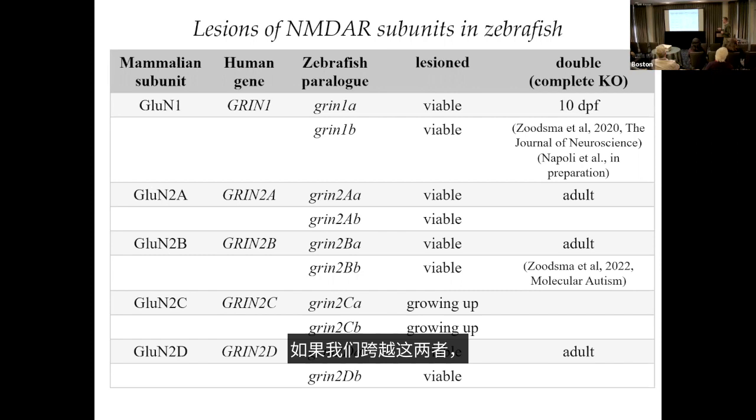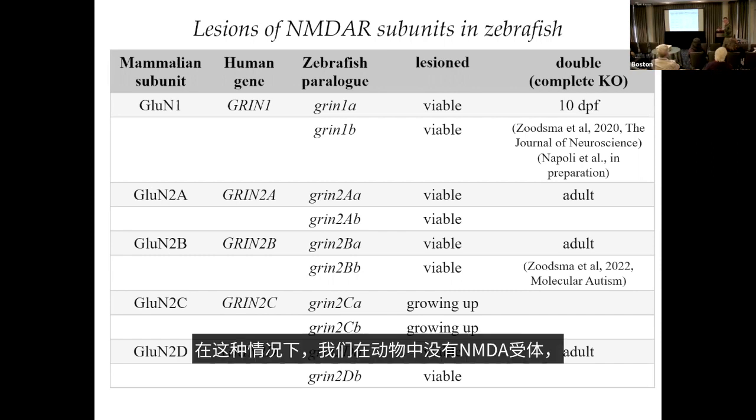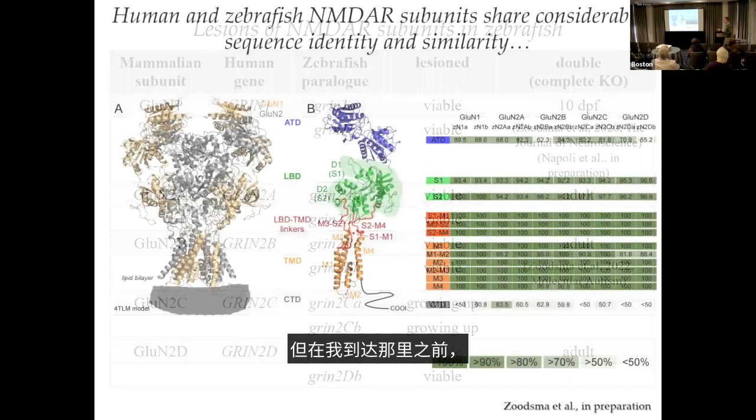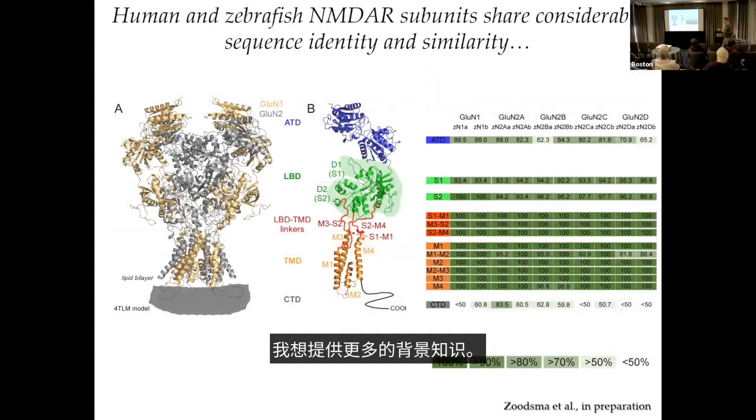And if we cross these 2, in which case we have no NMDA receptors in the animal, they survive until 10 days post-fertilization. So it gives us an opportunity to study the general role of NMDA receptors in brain development. We published on that, and we have 2 more manuscripts coming along. But what I'm going to talk to you about today is our work with GRIN2B, and tell you this story that we just published this year. But before I get there, I want to give a little more background on this.